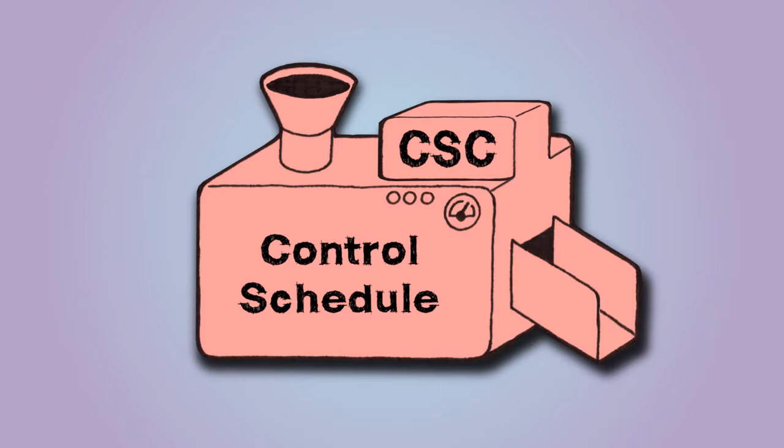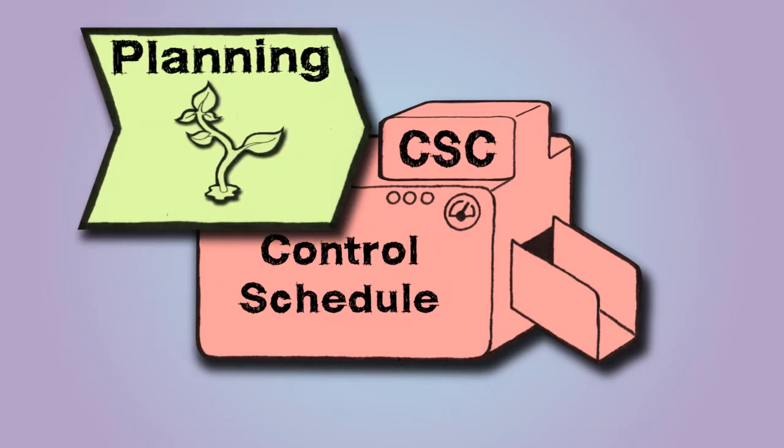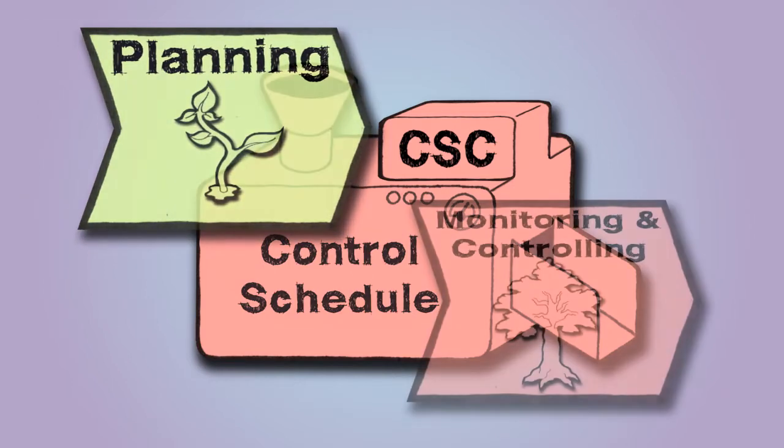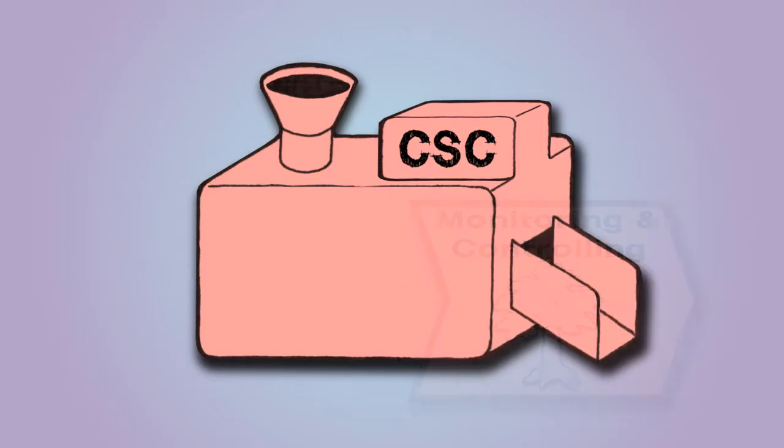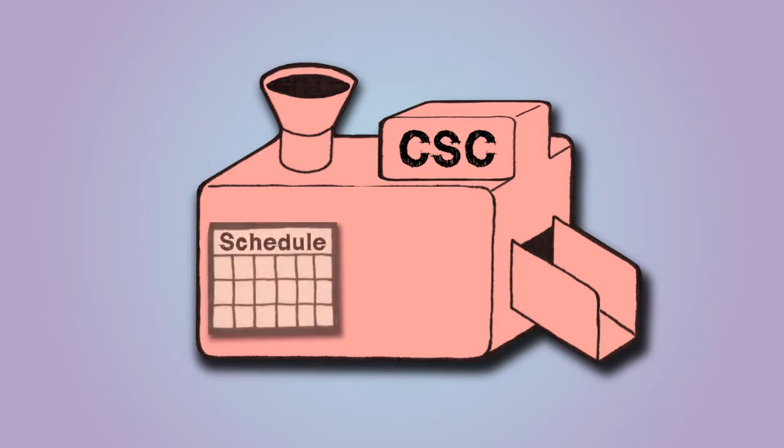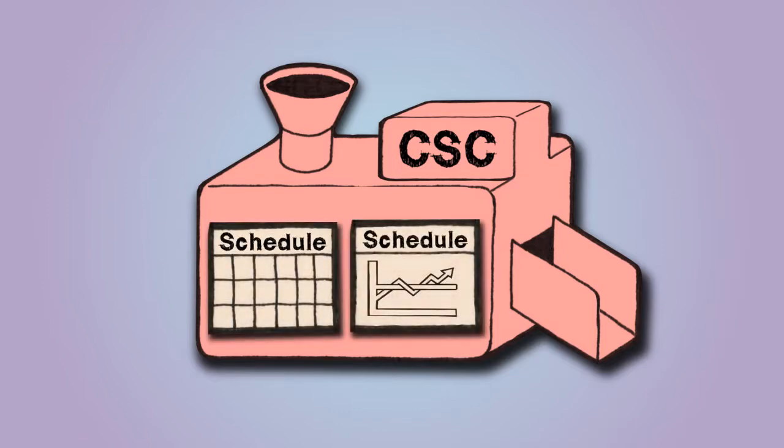Prior to the control schedule process, all time management related processes fell under the planning group. The control schedule process falls under the monitoring and controlling process group. The control schedule process determines the current status of the project schedule and influences the factors that may create schedule changes. The primary purpose of this process is to update the project's progress and manage any changes to the project schedule and the schedule baseline.